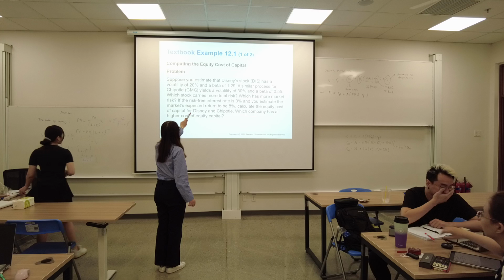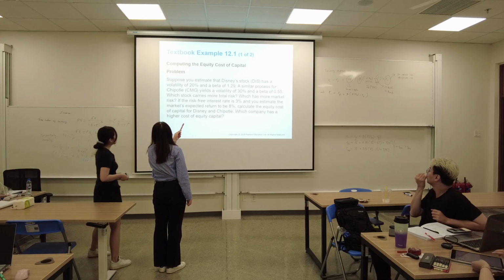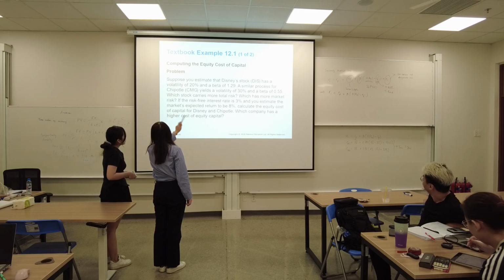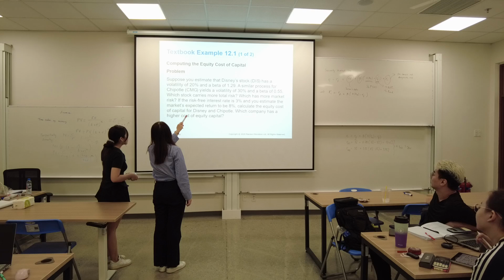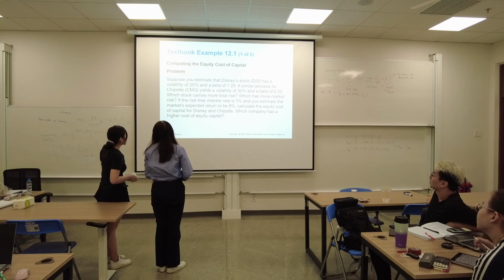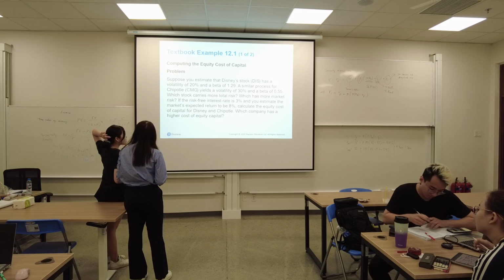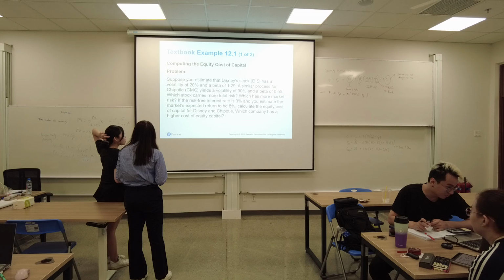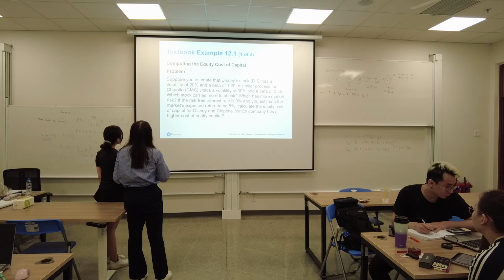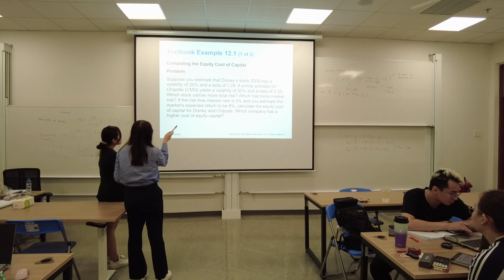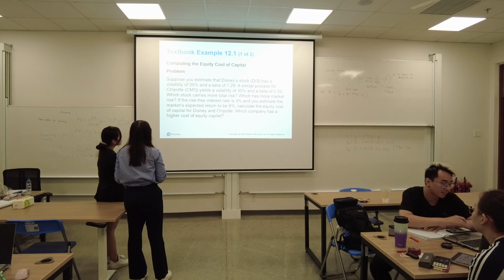Which stock carries more total risk? The total risk is the volatility, right? And then the market risk is perceived by the beta. So which stock carries more total risk? I think Chipotle. Yeah, it's more volatile than Disney. So how about the market risk? Which one has a higher level of market risk?